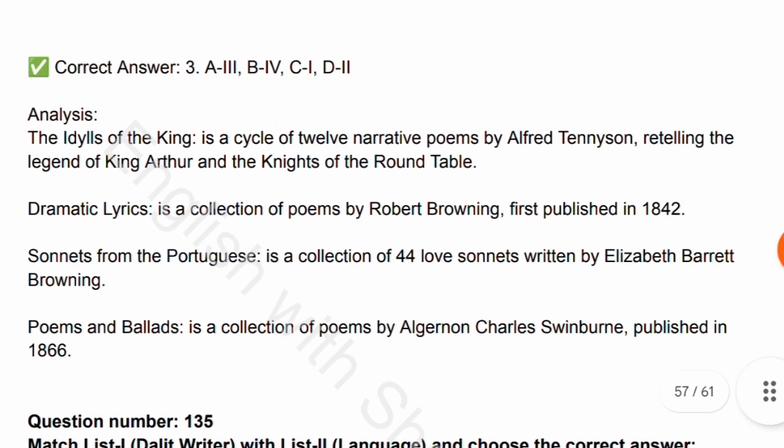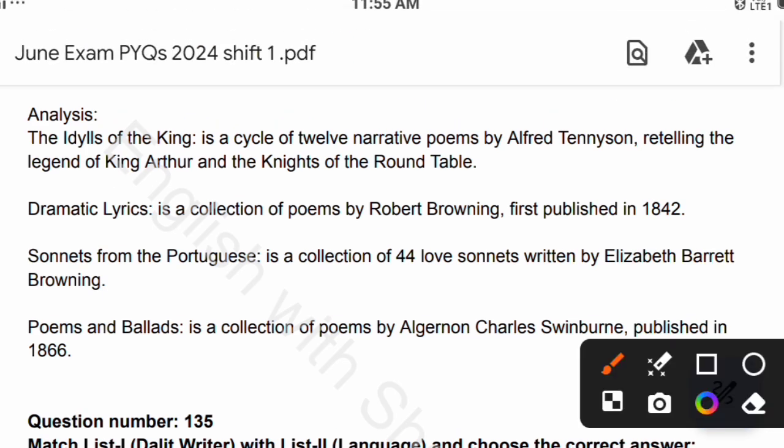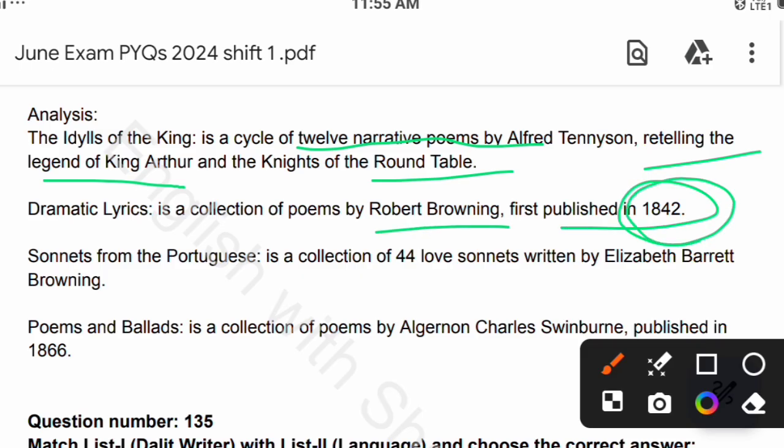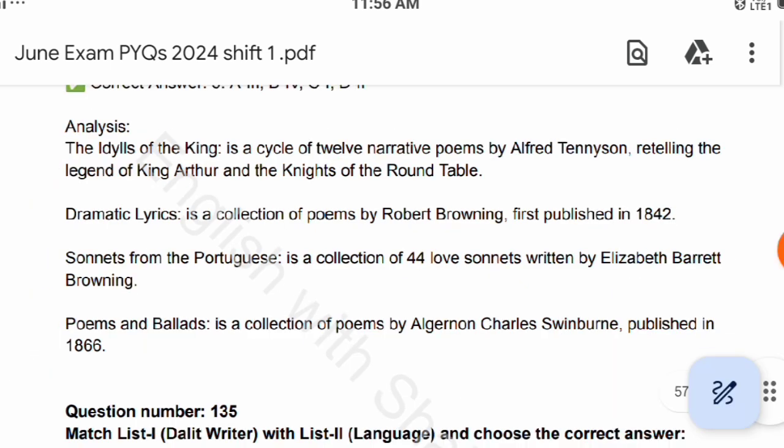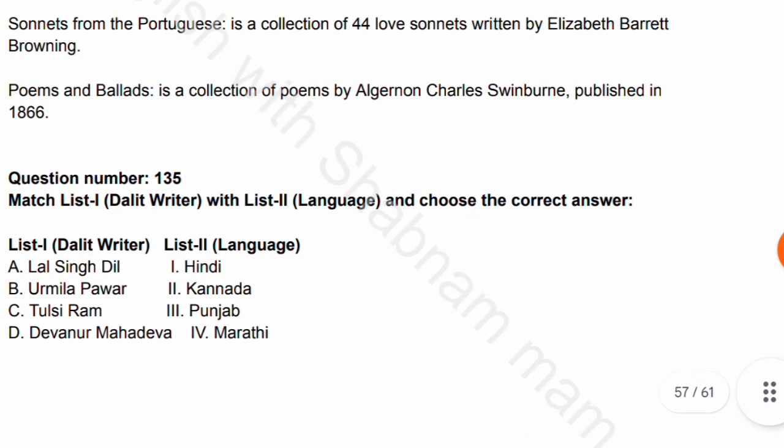The Idylls of the King is a cycle of 12 narrative poems by Alfred Tennyson retelling the legend of King Arthur and the Knights of the Round Table. Dramatic Lyrics is a collection of poems by Robert Browning, first published in 1842. Sonnets from the Portuguese is a collection of 44 love sonnets written by Elizabeth Barrett Browning. And Poems and Ballads is a collection of poems by Algernon Charles Swinburne, that is A.C. Swinburne, published in 1866. These are the correct answers. Next question.